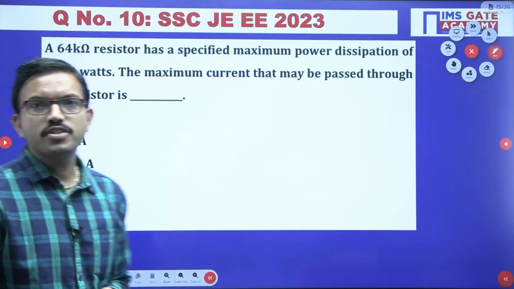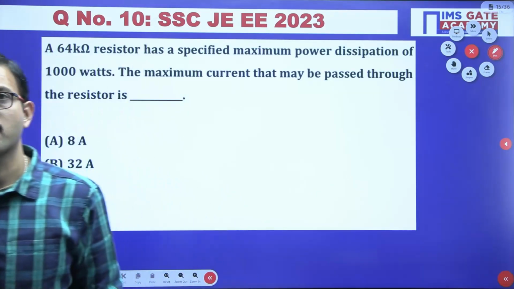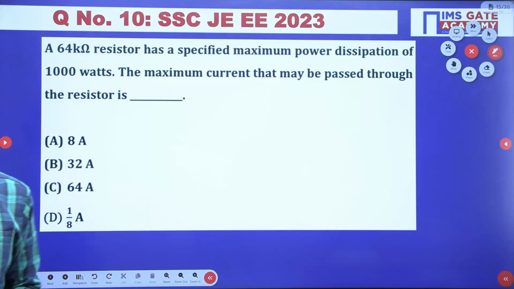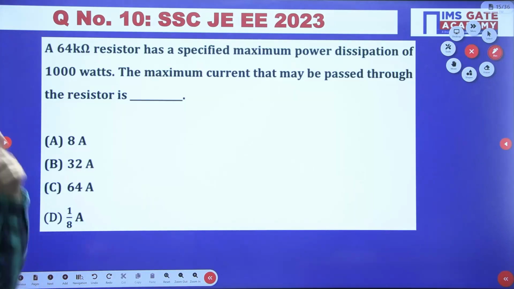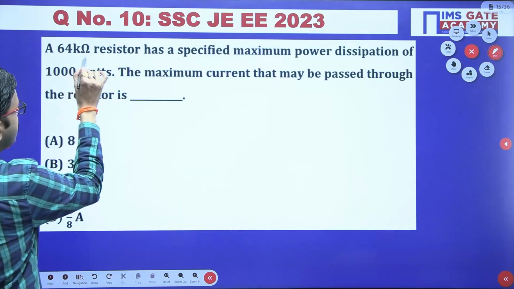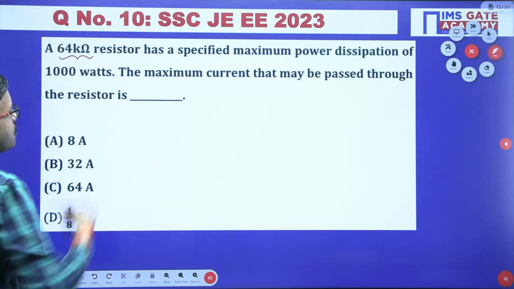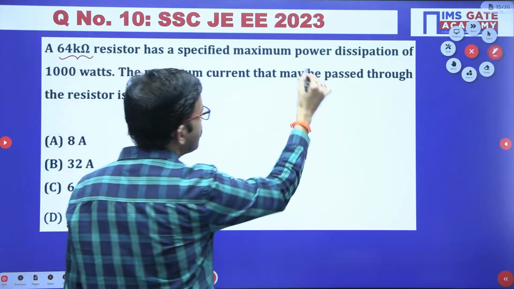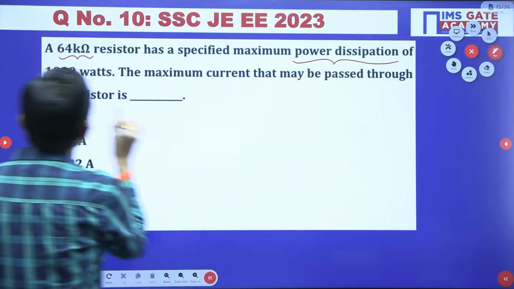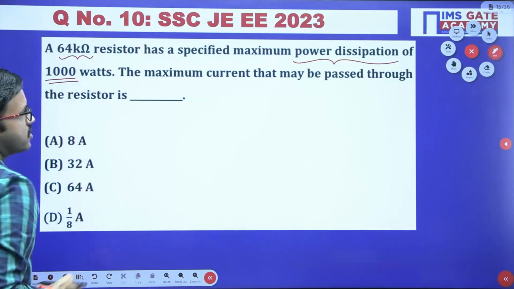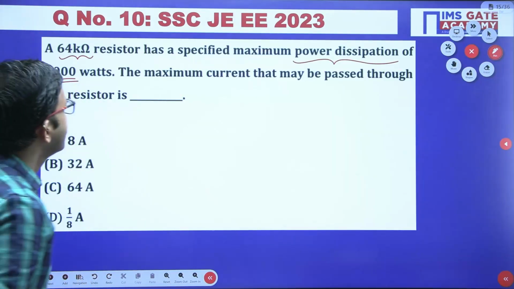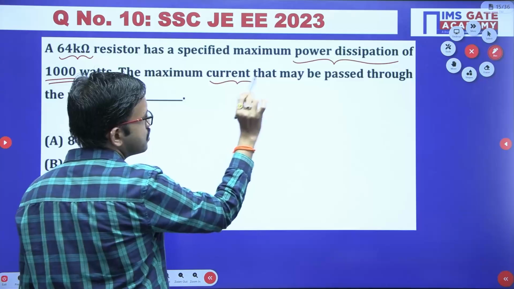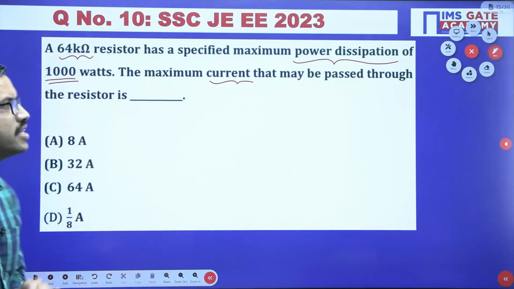Next question, all of you give it a try. Here you have a 64 kilo ohm resistor which has a specified maximum power dissipation. They have mentioned the power dissipation as 1000 watts, and they are asking the maximum current that may be passed through that particular resistor.